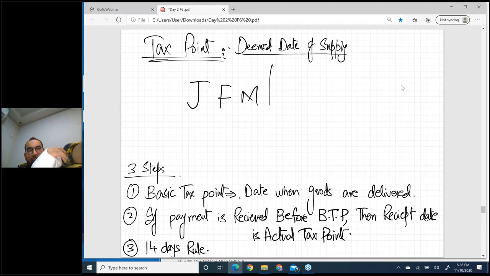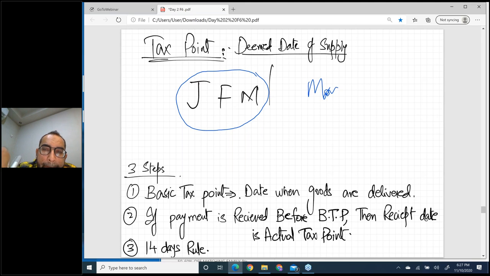Now, tax point. First of all, try to understand what is tax point. We all know this: for January, Feb, March quarter transactions, we have to pay VAT on 7th May. This we already know, we have studied.